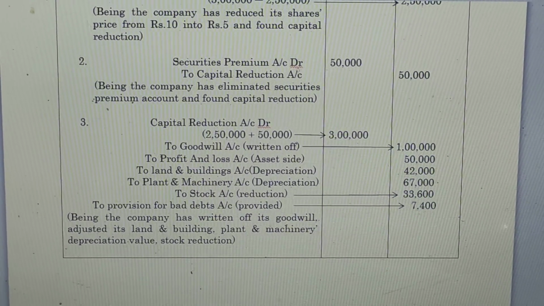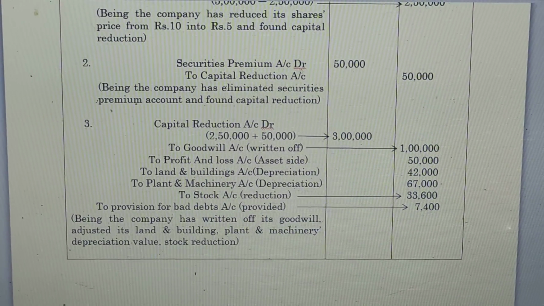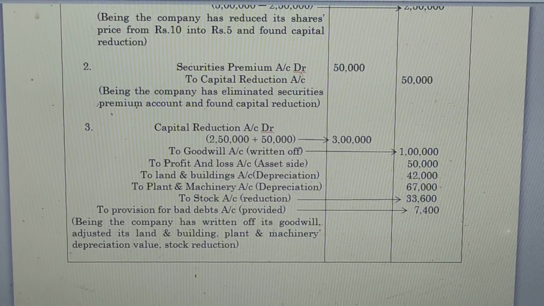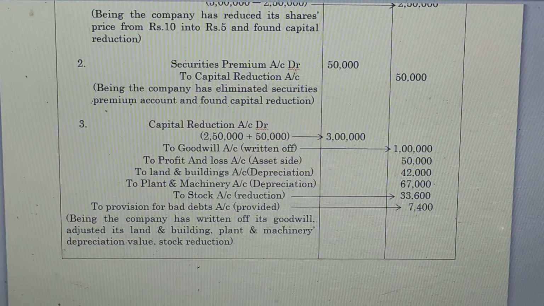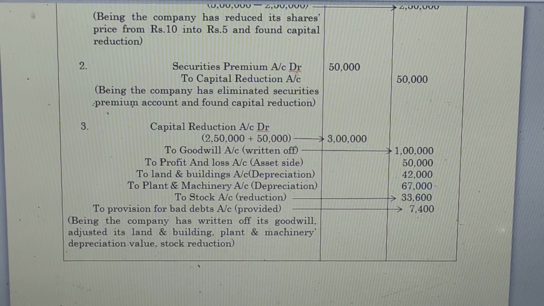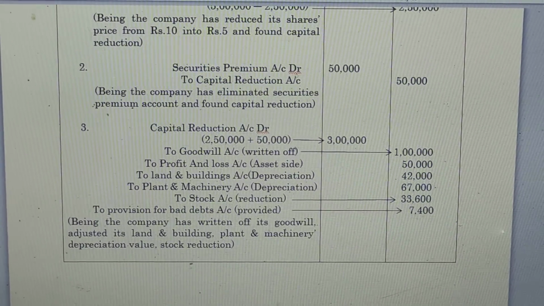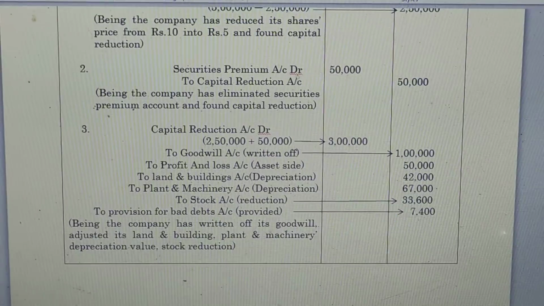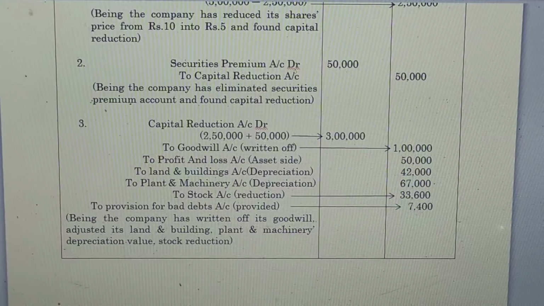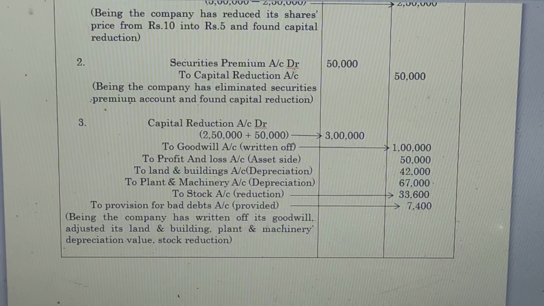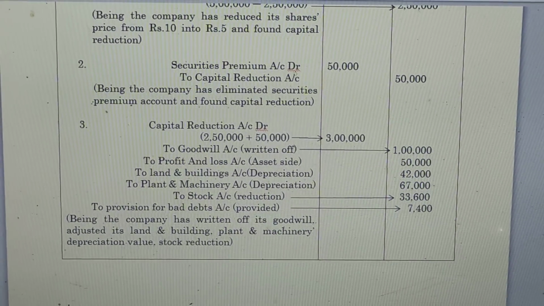And to stock account, it means a reduction. So the company has reduced the stock value. The reduction value is 33,600, which we have to mention in the credit side. And to provision for bad debts account provided rupees 7,400, which is also from the adjustment.